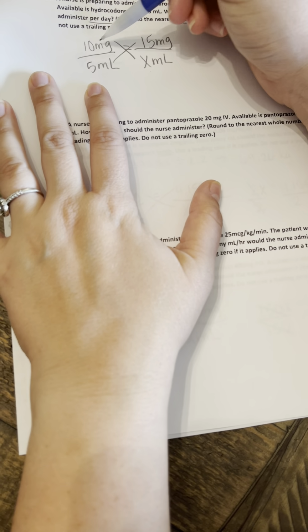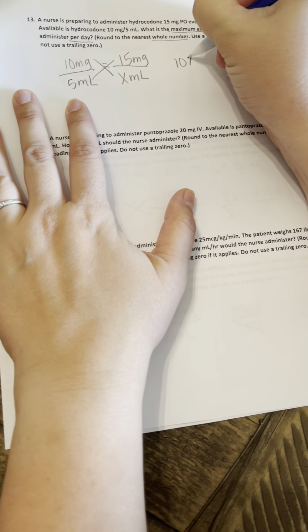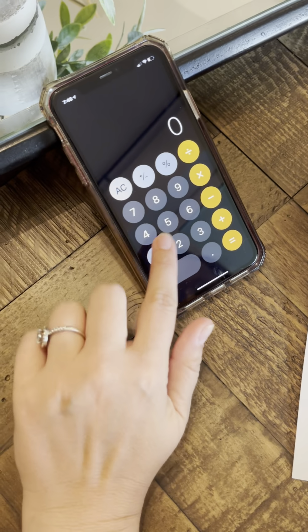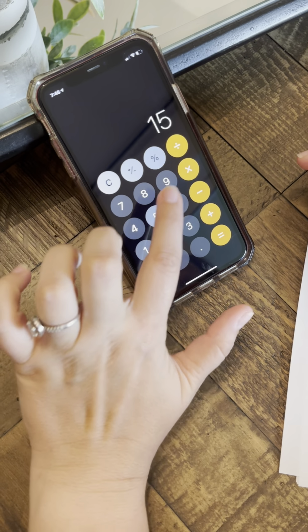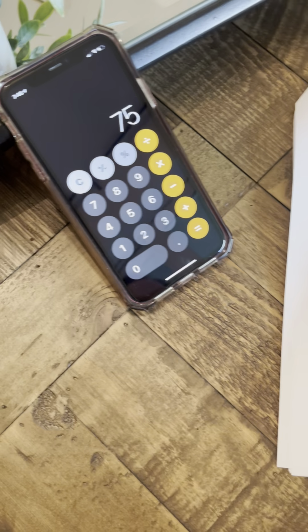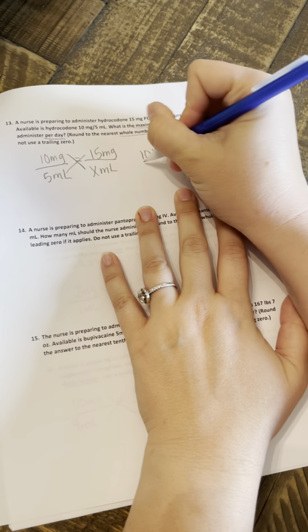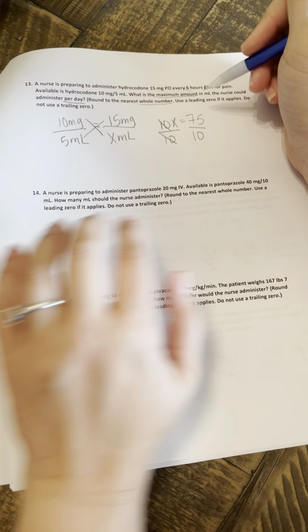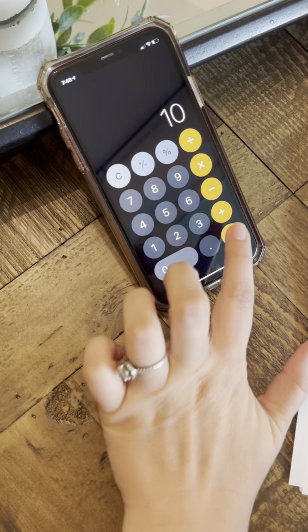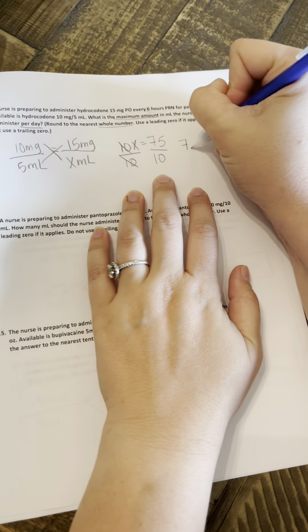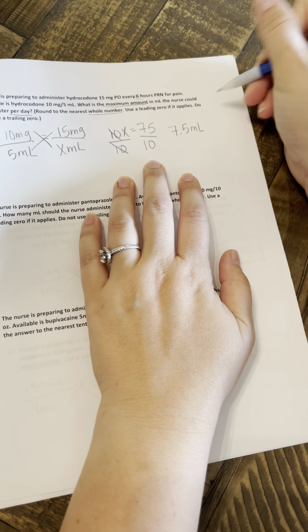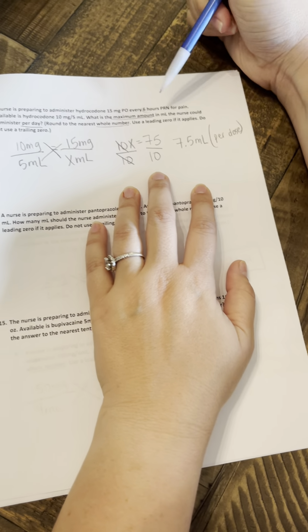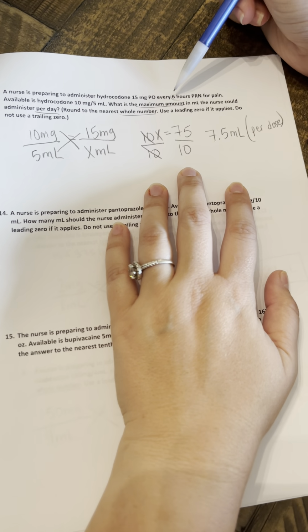Cross multiply, so 10 times x, and then 15 times 5 is 75, divide by 10. 75 divided by 10 is 7.5 mLs. This is per dose. We're gonna give this every 6 hours.